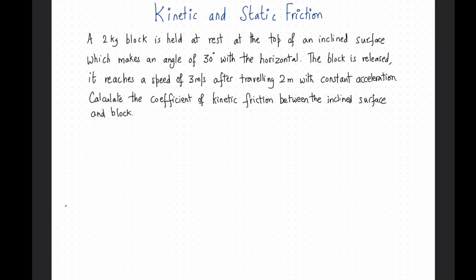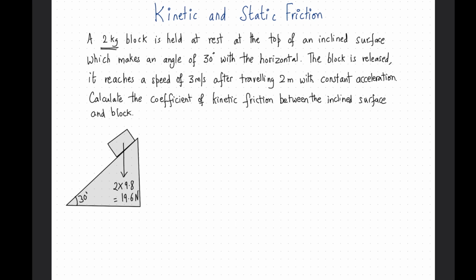Okay, so let's first draw an inclined plane and try to understand what's happening. The angle is given as 30 degrees. There is a block which is kept at rest at the top of the inclined plane, and the mass of the block is given as 2 kg. So I know that the weight of the block will be 2 times 9.8, which will be equal to 19.6 Newton. That's our force of gravity.